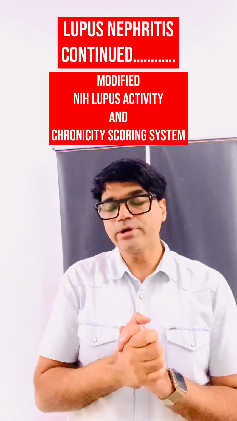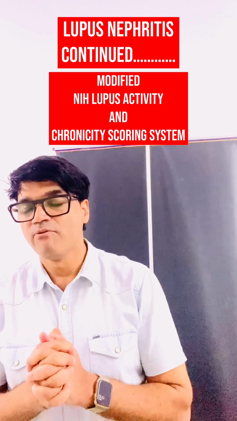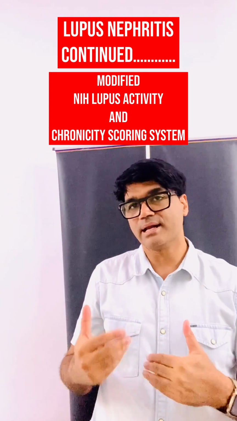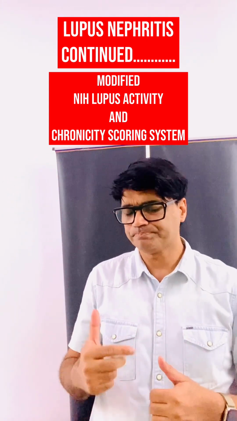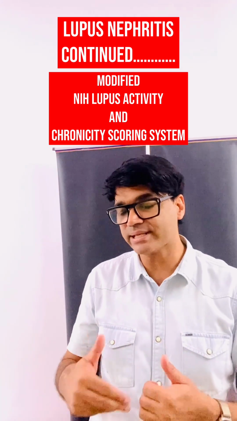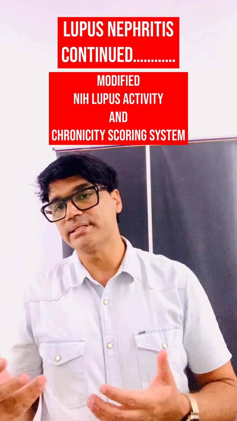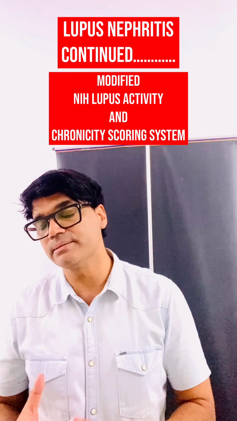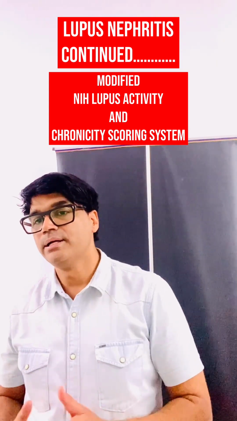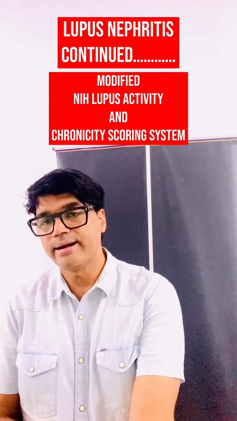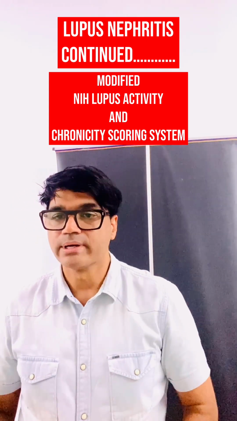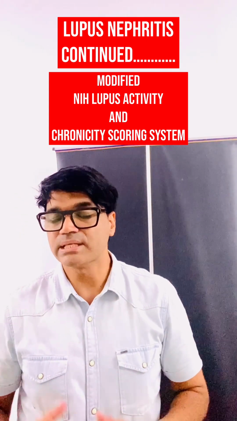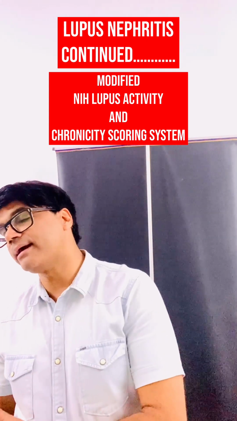So in the continuity of lupus nephritis, we have discussed the classification, the modified NIH lupus activity and chronicity scoring system. This system is basically adopted by the International Society of Nephrology and Renal Pathology System to replace the subclasses like A, C and A/C.